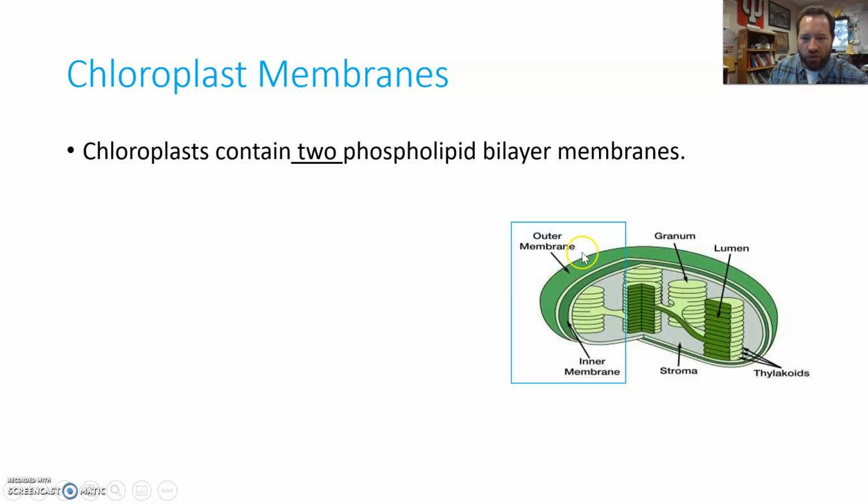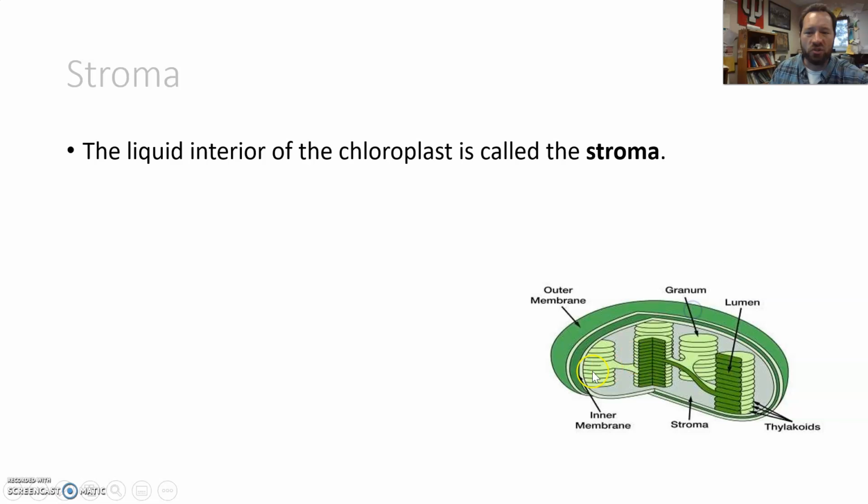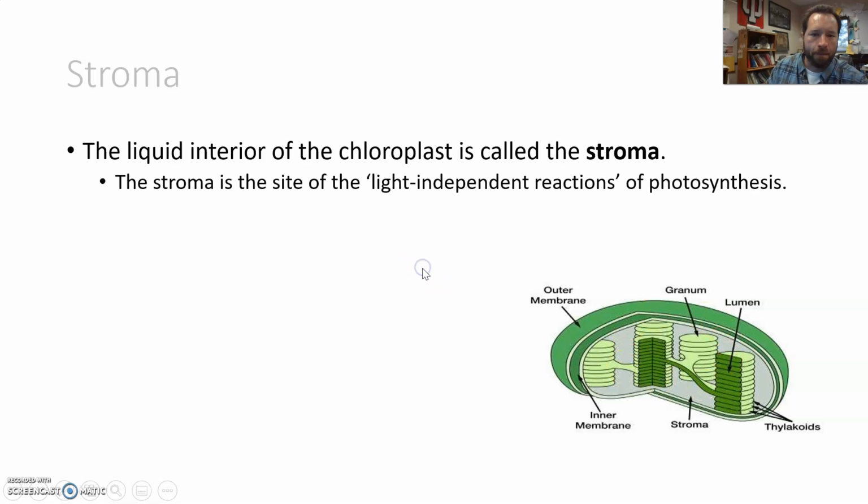All right, a little closer look here at some of the chloroplasts. Chloroplasts have two phospholipid bilayer membranes, just like the nucleus did. They're very cleverly named the outer membrane and the inner membranes. The outer membrane is on the outside, and the inner membrane is on the inside. There's a liquid interior of the chloroplast, and that's called the stroma. That'll be more important when we cover our energetics unit. We talk more about photosynthesis and cellular respiration.